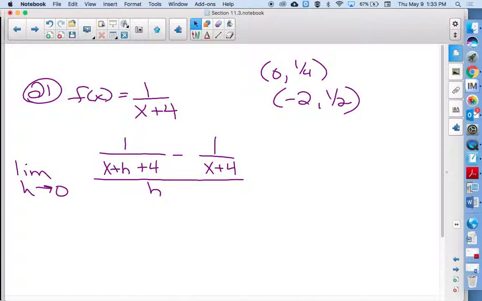Where do you go from here, Brandon? You multiply the first term by x plus 4, and the second term by x plus h plus 4, so you can have a common denominator.